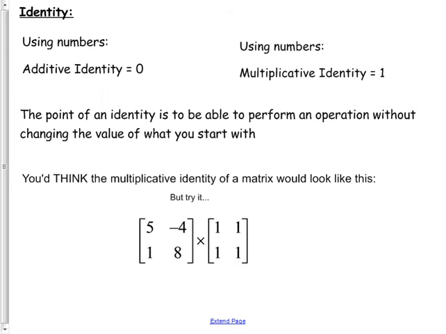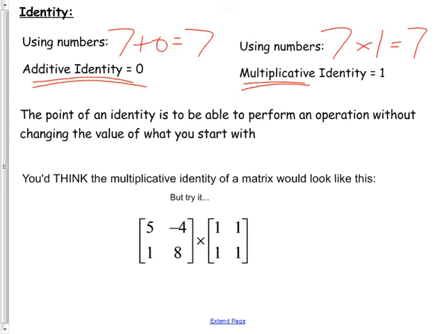The identity is like this. In numbers, if I had the number 7, what can I do to a 7 that will allow it to keep its identity? Multiply by 1. Yes, 7 times 1 will keep its identity. What else can you do to a 7 that will let it keep its identity? Add a 0. That's the additive identity. So you can do those two different identities.